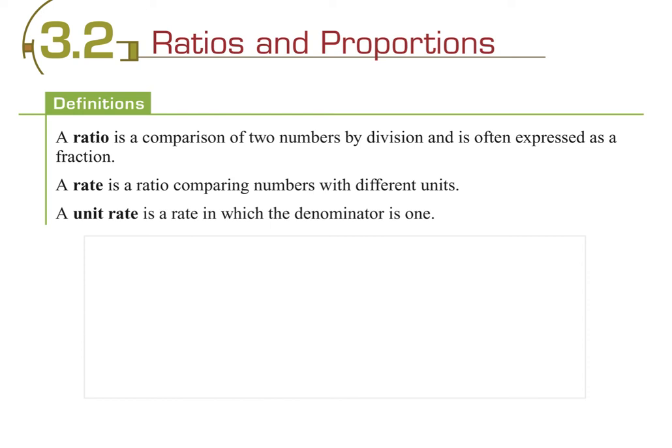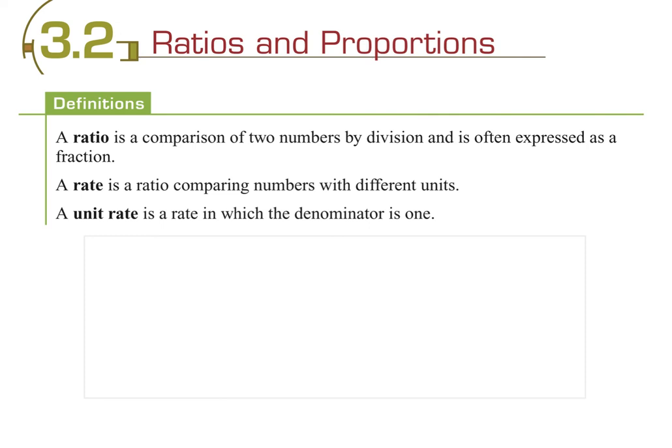A unit rate is when your denominator is 1. The example I just gave you is a unit rate. If gas is $3 per gallon, that's $3 per 1 gallon. Now, if they said I spent $15 on 5 gallons, that is a rate, but it is not in unit form because your gallons is still 5, right? To get it in unit form, you have to get that denominator to 1 using division.